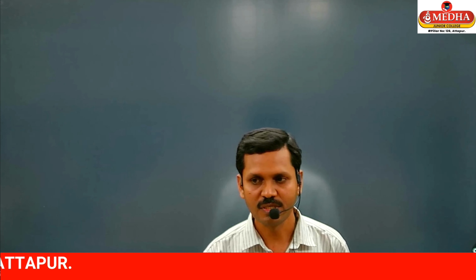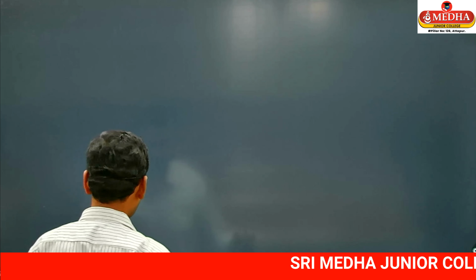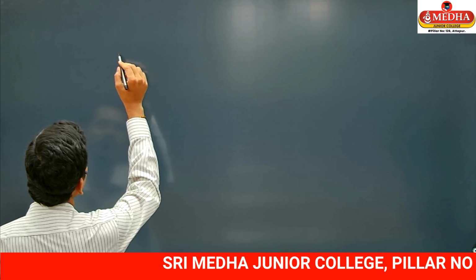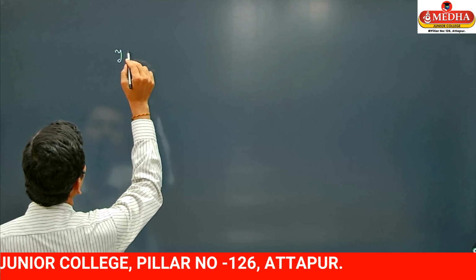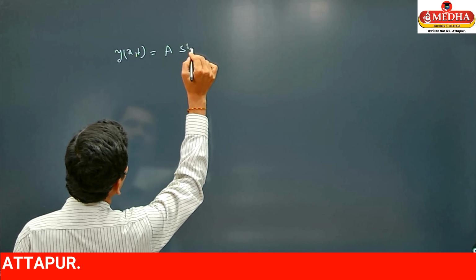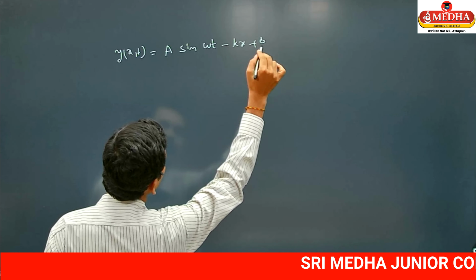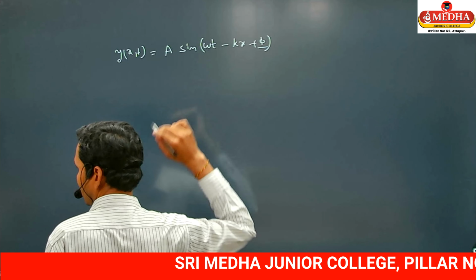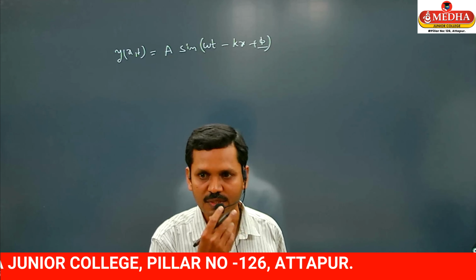See, the displacement of a particle along the y direction is given by the travelling wave equation or progressive wave equation. See this equation here, y of x comma t is equal to a sin(omega t minus kx plus phi). This is a travelling wave equation or progressive wave equation.